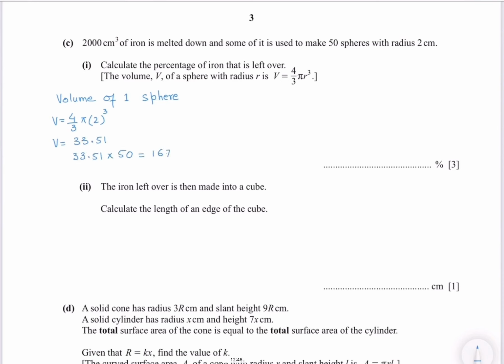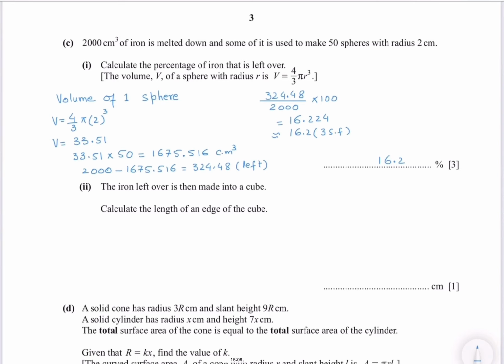So you get the volume of 50 spheres, which is 167.516. Okay, now subtract it from 2000. So you get the leftover volume, 324.48. Okay, we have to calculate the percentage of the leftover. So divide it by the original value and multiply it by 100. So 16.2 to 3SF is your answer.